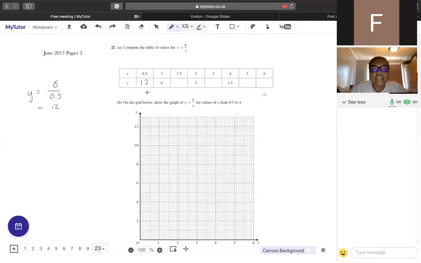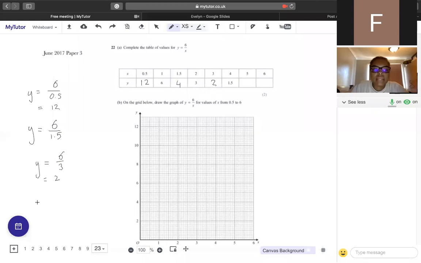So you can use a calculator, or you could simplify the fraction, but I would say if you're allowed a calculator, the best thing to use is a calculator. The next one is 6 over 1.5. So you can do 6 divided by 1.5 on the calculator, and you will get 4. Then the next one is when x is 3. So this one would be 6 divided by 3, which is 2. So y equals 6 over 3, which gives you 2.